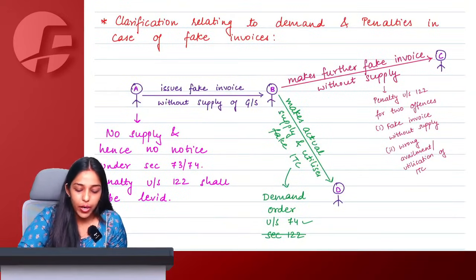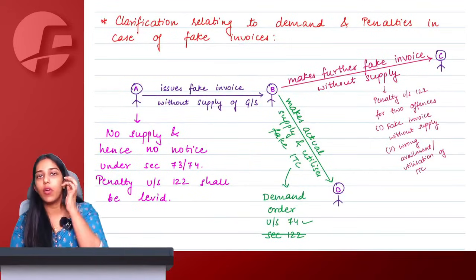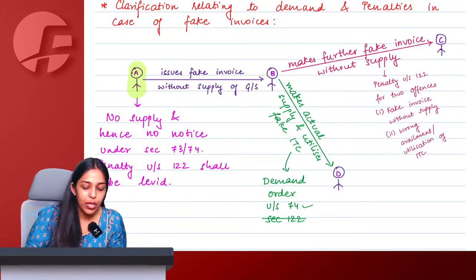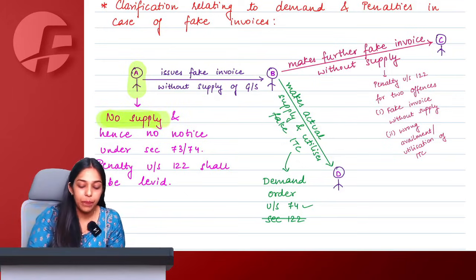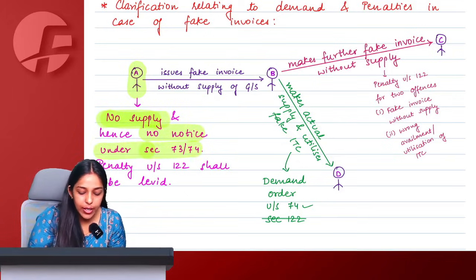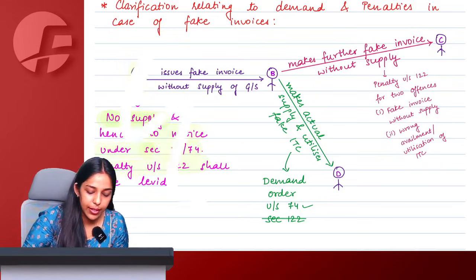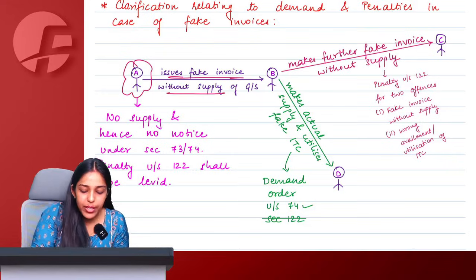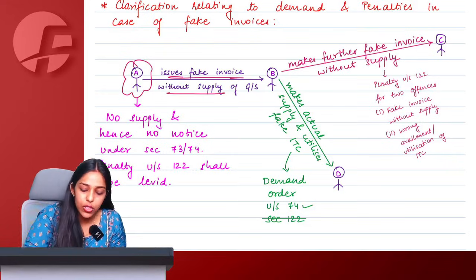See, fake invoices, because there are a lot of provisions involved with respect to fake invoices. So we are saying here, Mr. A has not done any supply and hence no notice under section 73-74. See, we started like here, Mr. A issued a fake invoice without actually supplying any goods or services to Mr.